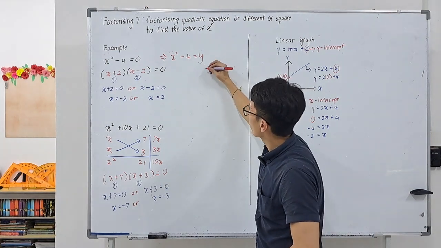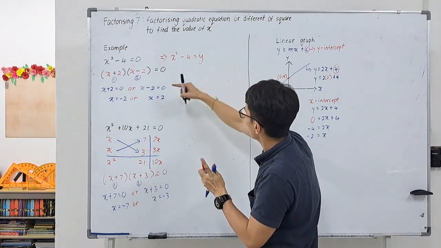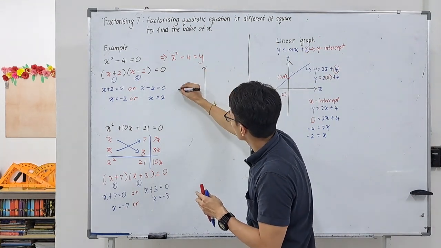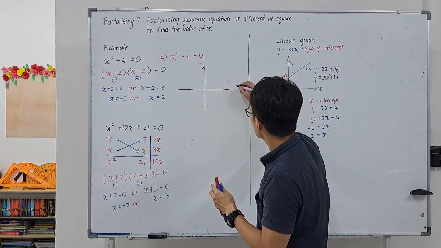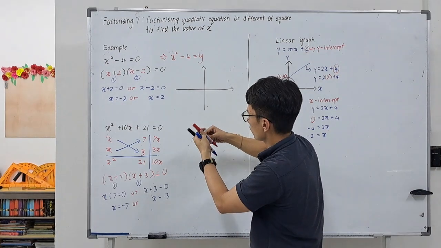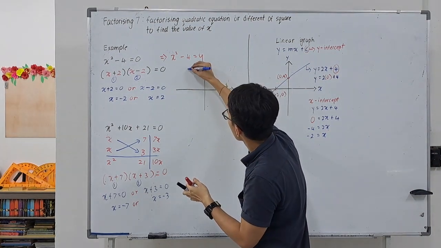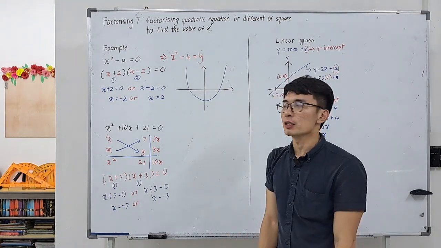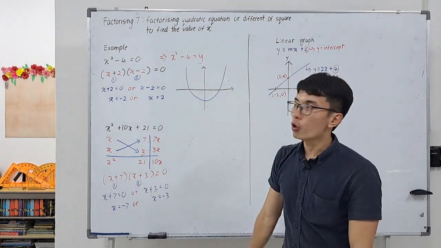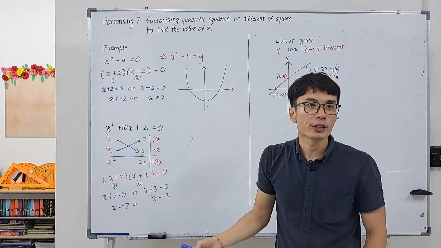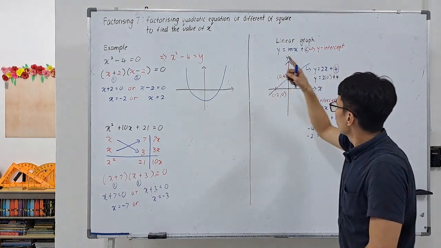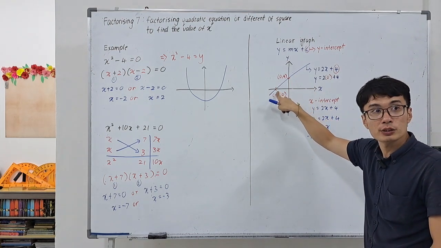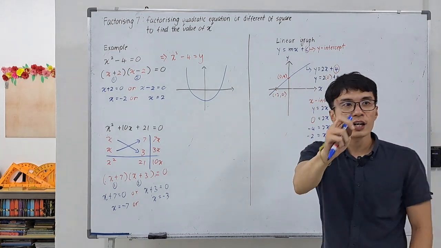So if I want to sketch out this particular graph, it will look something like this over here. This is what we call a parabola graph or a quadratic graph. Like in this straight line graph, can you see how many times the line cuts through the x-axis? It's only one time, right?